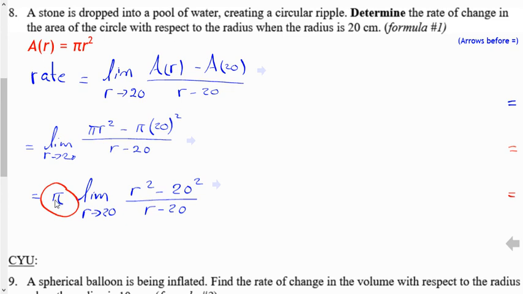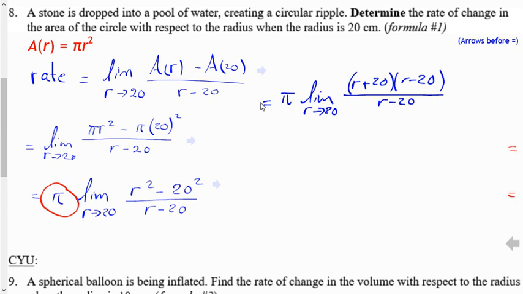Well, now I can see that I have a difference of squares in the numerator. So let's factor that difference of squares, and we can see that common factor of r minus 20, and we can cancel them out. So now, when I replace my r with a 20, I have pi times 20 plus 20, which is 40 pi centimeters squared per centimeter.